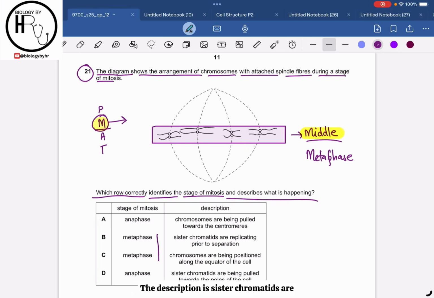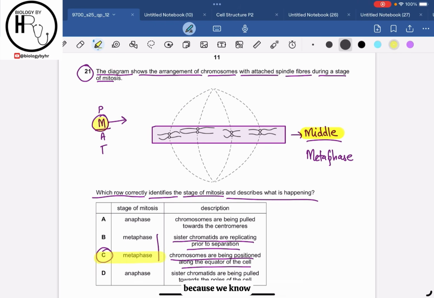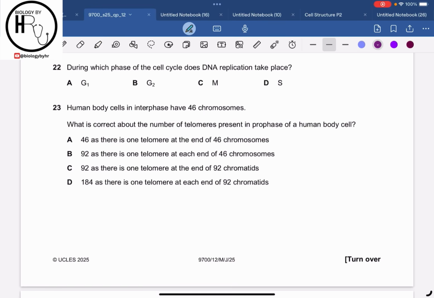The description is sister chromatids are replicating prior to the separation. Chromosomes are being positioned along the equator of the cell. So option C over here is the correct answer, because we know that in the metaphase the chromosomes are aligned at the equator of the cell. Hence option C is the correct answer for this MCQ. Now moving on to question 22. Question 22 says that during which phase of the cell cycle does DNA replication take place?